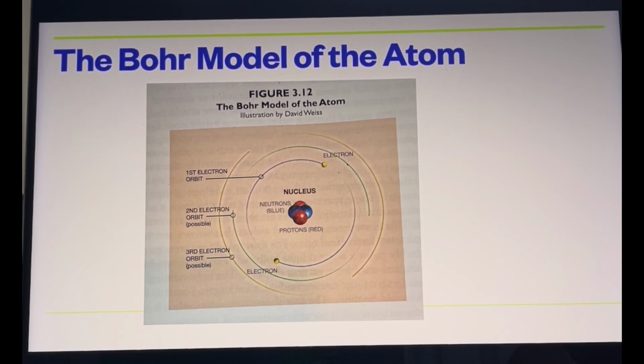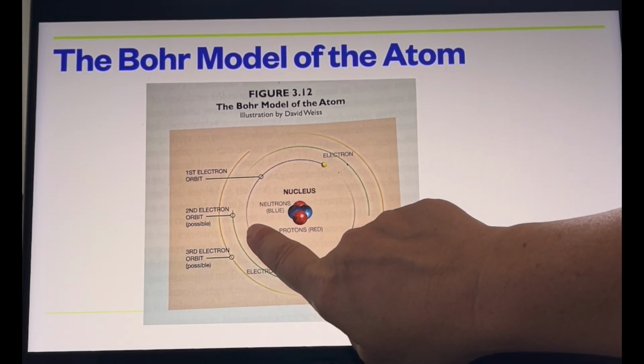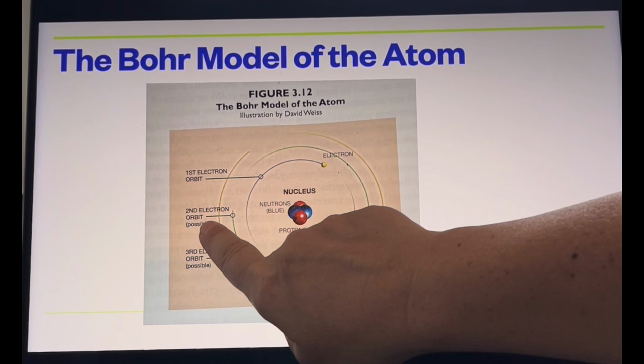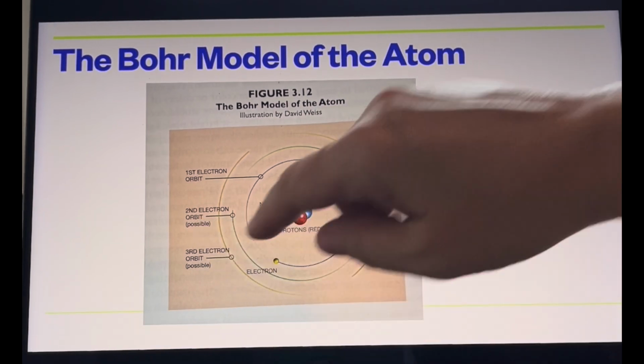If an electron wants to jump from an orbit close to the nucleus, orbit 1, to an orbit far away from the nucleus, orbit 3, it can do so by absorbing some energy. This is what happens when you heat a substance or pass electricity through it. When an electron moves from an orbit close to the nucleus to an orbit farther away from the nucleus, we say that the electron has been excited. So if it starts here and it goes to this one, we say it has been excited.